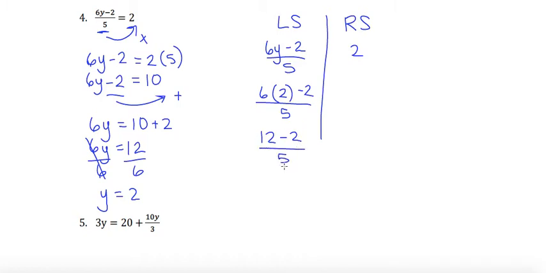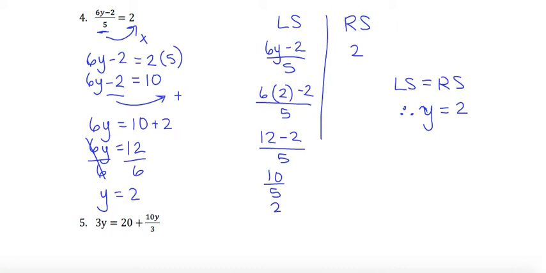12 minus 2 is 10 divided by 5. And 10 divided by 5 is 2. Which is exactly the same as our right-hand side. So the left side equals the right side. Therefore, y is equal to 2.